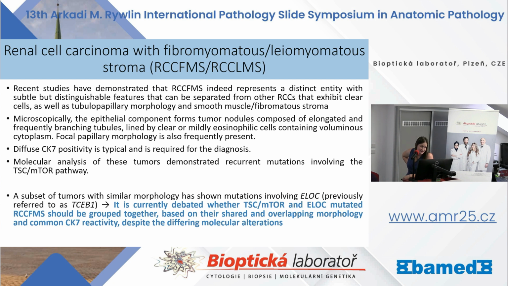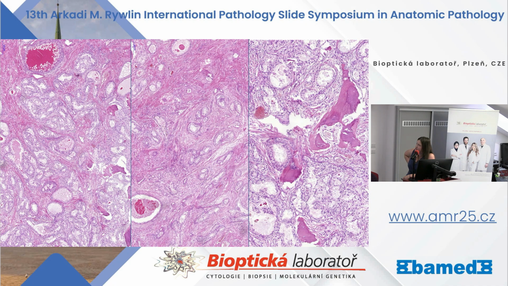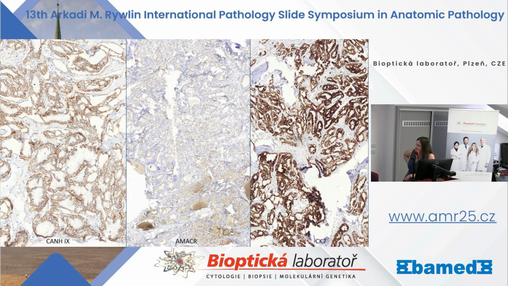So now, renal cell carcinoma with fibromyomatous stroma. These are tumors which are typically composed of clear cells arranged in a tubular fashion and have a prominent fibromuscular component. These tumors are typically positive for CK7, typically with positivity for carbonic anhydrase and AMACR, so there is overlapping morphology with ELOC-mutated renal cell carcinoma.